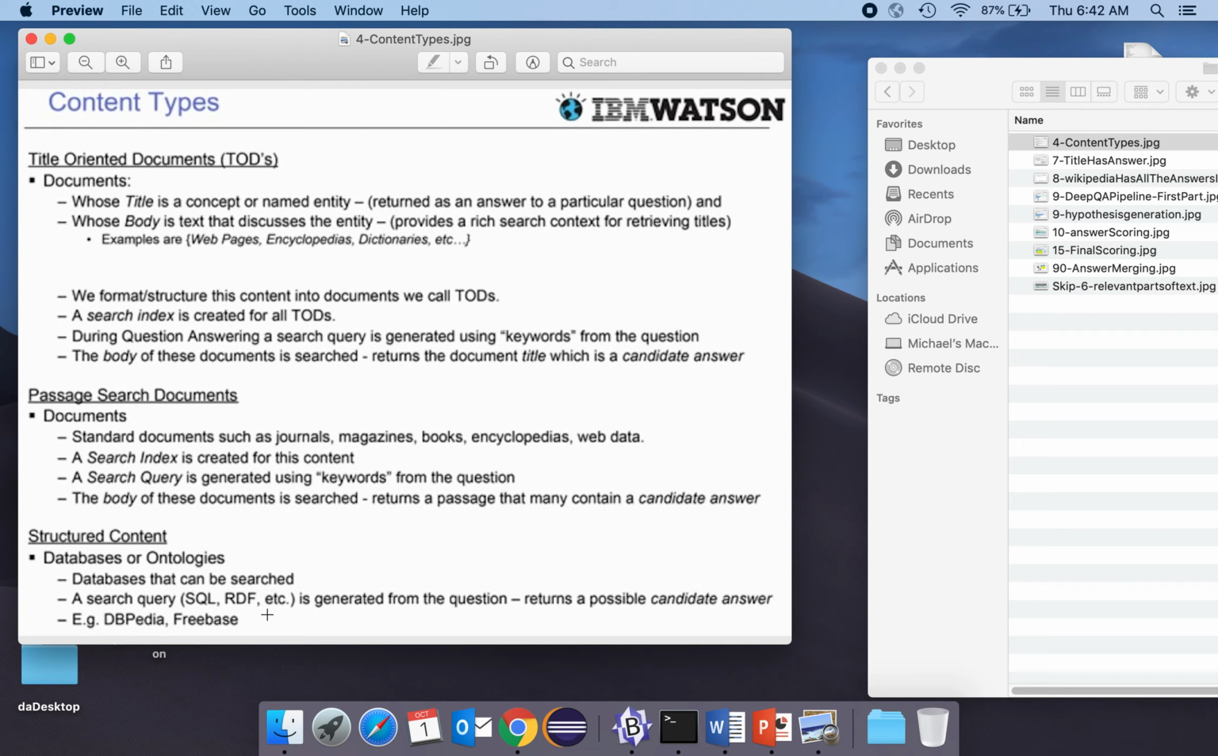Nevertheless, there are databases that are available. So DBpedia, which is based on Wikipedia's box entries that you typically find on the right, Freebase and others.